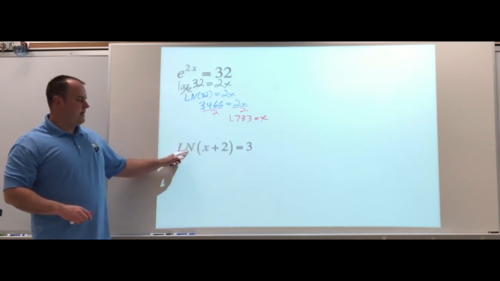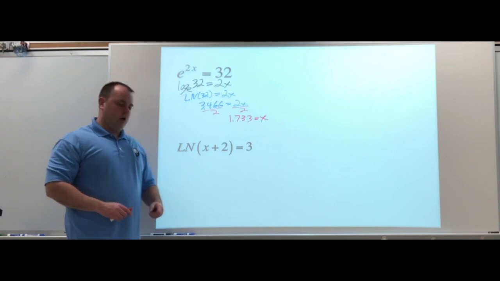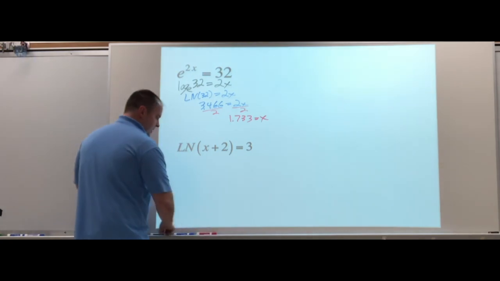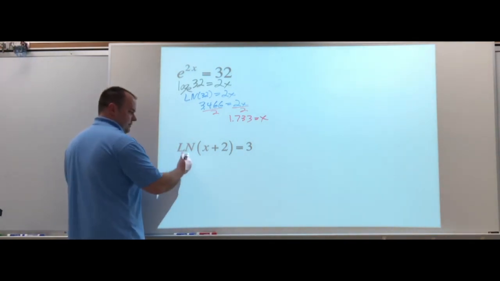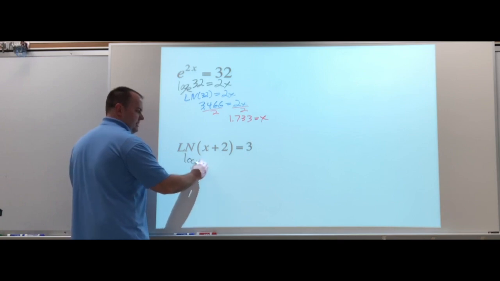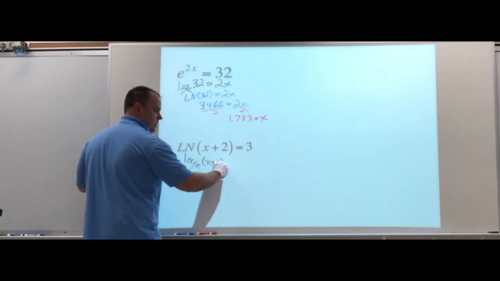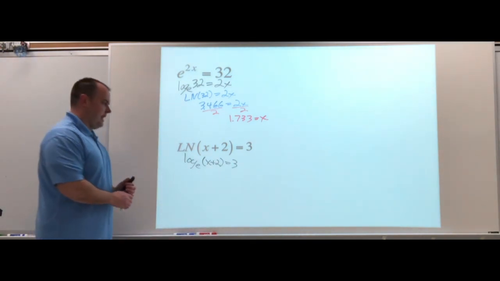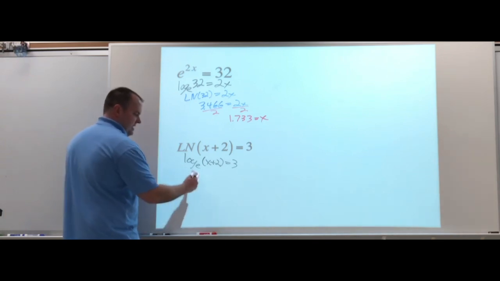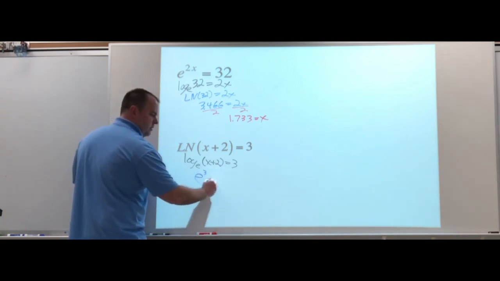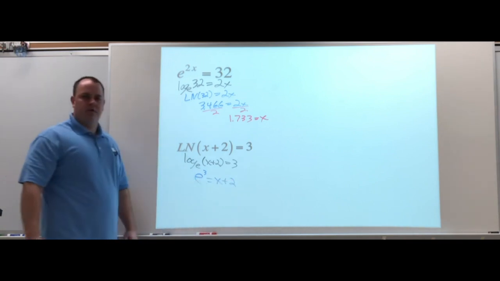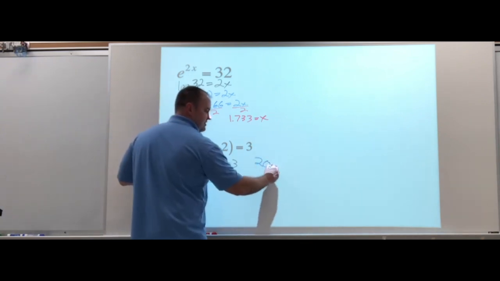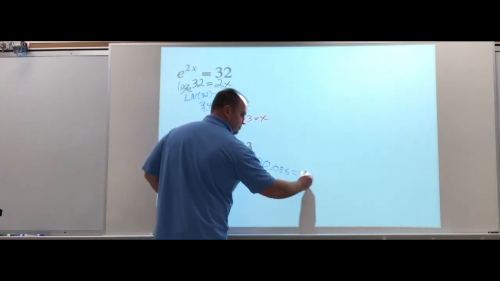Now here we have natural log of x plus 2 equals 3. So instead of going from log base e right into ln, I'm going to take that ln and write it as log base e. Log base e of x plus 2 equals 3. It's a log function. When it's a log function, write it as an exponent. The base is e to the third power equals x plus 2. That you can plug right into your calculator. You should end up with 20.086 equals x plus 2.